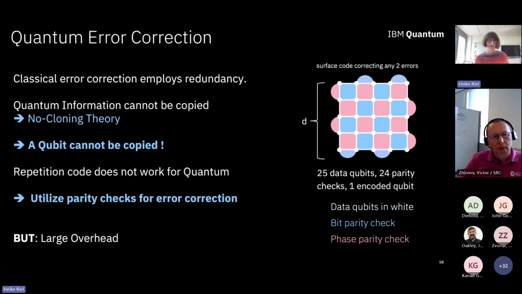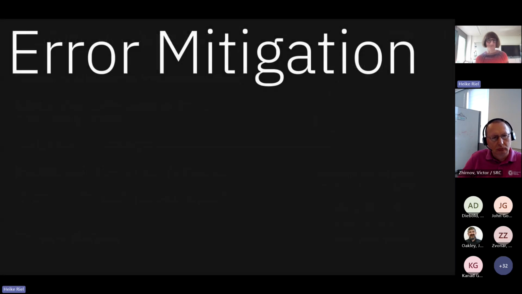A gate error is unfortunately not as easy to correct as in a classical system, because you cannot copy quantum information. That's based on the so-called no-cloning theorem, because if you read a qubit for copying, you destroy the information. So you need to utilize parity checks in order to understand what the error is. And then you also have two kinds of errors, bit flip errors and phase errors. There is active research on error correction, but so far these algorithms typically have a large overhead.